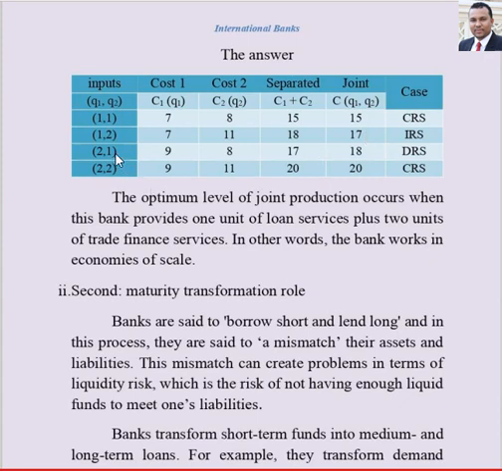Case number 3. When Q1 equal 2 and Q2 equal 1, C1 Q1 equal 9, C2 Q2 equal 8, so the value equals 17, but in this case, the joint production 18 is greater than summation of separated 17. So this case, decreasing return to scale. So where is the optimal level? The optimal level or economies of scale, IRS. Why IRS? Because the value of costs in case of joint production is lower than the value of costs in separated production. So we recommend this bank to produce 1 Q1 and 2 Q2.